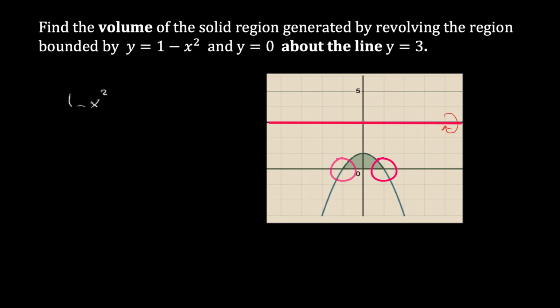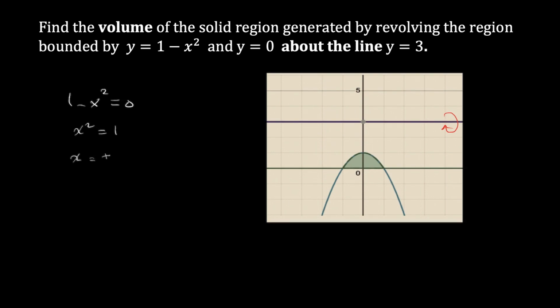1 minus x squared is equal to 0, which means that x squared is equal to 1, which means that x is equal to plus or minus 1, which is plus or minus square root of 1. So those are the points of intersection. And then to find the volume of revolution, we found the outer radius and the inner radius. Which one is the outer radius?